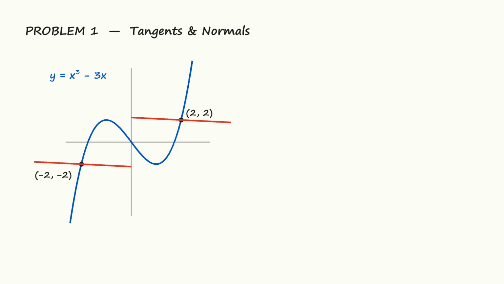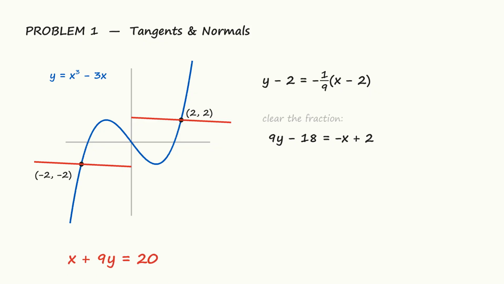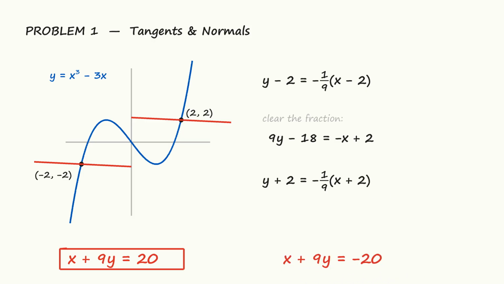Step 6. Point slope form. Y minus 2 equals minus 1/9 times x minus 2. Now clear that fraction. Examiners want the standard form. That gives x plus 9y equals 20. And by symmetry, the second point gives x plus 9y equals minus 20. 2 normals. 4 marks. Secured.